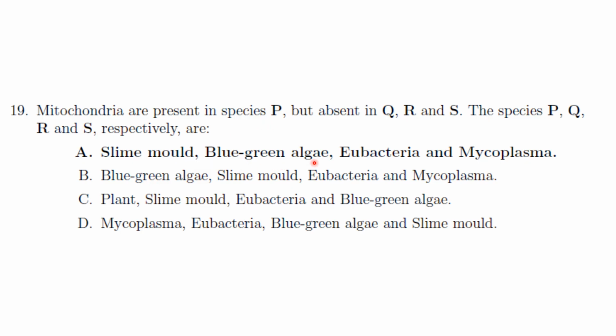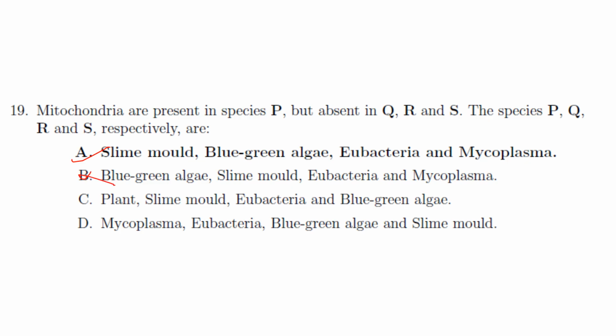Blue-green algae prokaryotic. Eubacteria again prokaryotic, mycoplasma prokaryotic. So they represent Q, R and S. So the first one is right. Whereas if you see B, it is blue-green algae first. That is P is representing blue-green algae. It is prokaryotic and it will not have mitochondria. So B is not correct.